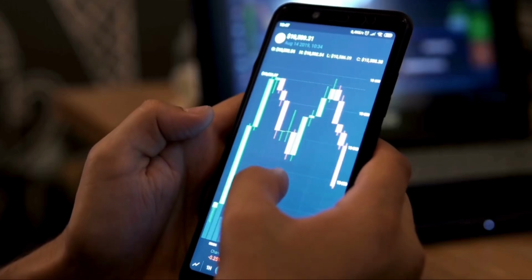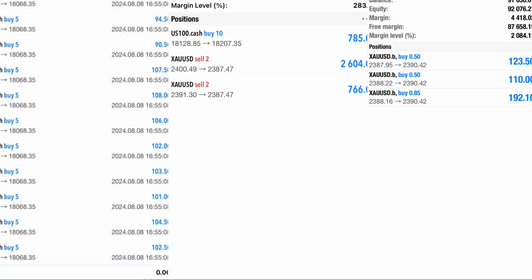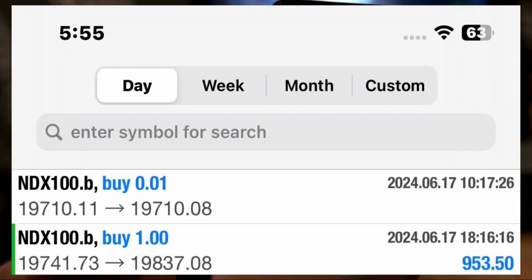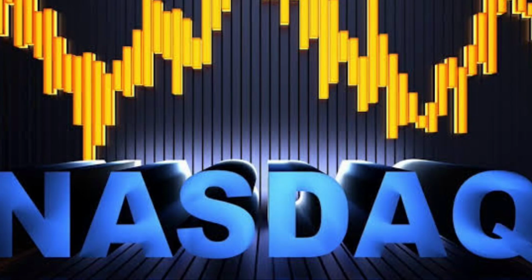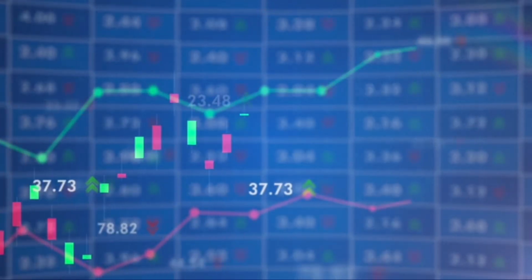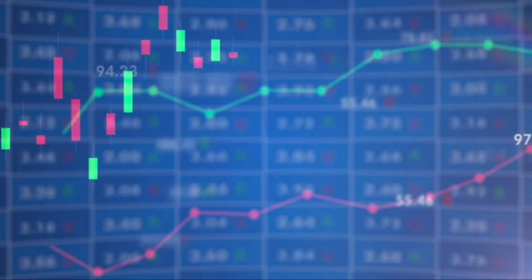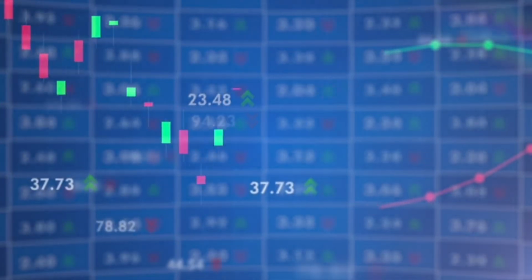This is the strategy that we've been using to make money like this, even like this. Me and my student have been using this strategy now to trade NASDAQ. So guys, after watching this video, you won't be confused trading NASDAQ anymore. You won't find it difficult to trade NASDAQ anymore. Without further ado, guys, let's go.